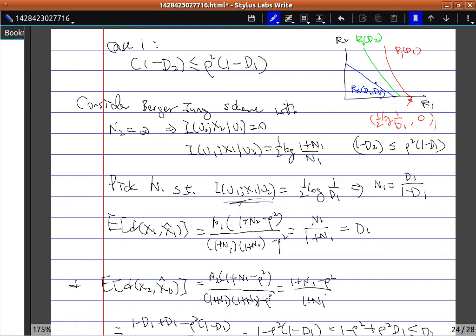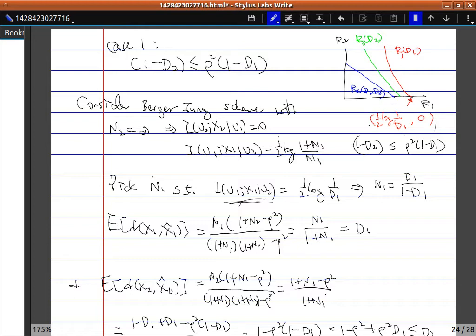We'll start with the simpler case where 1 minus D2 is less than or equal to rho square times 1 minus D1, and this is satisfied. When this is satisfied, then as we showed earlier on, R1, D1 will be inside R2, D2, and RS, D1, D2. So therefore we only need to consider points or rate pairs inside R1, D1. Now let's start with the corner point here, where the boundary R1, D1 intersects with the x-axis.